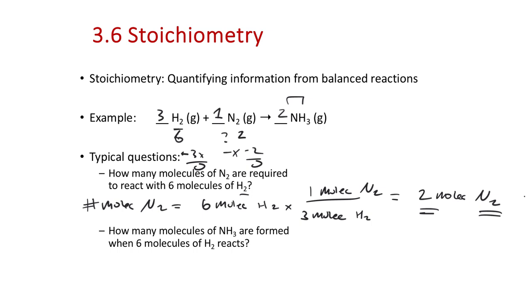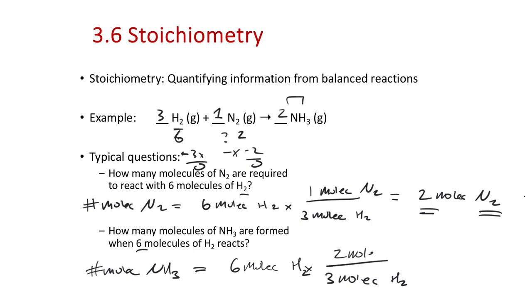So then how many molecules of NH3 are formed when the 6 molecules of H2 react with as much N2 as required? So the number of molecules of NH3 would be equal to the 6 molecules of H2 that we initially have present. For every 3 molecules of H2, we produce 2 molecules of NH3. So again, I'm just looking at my balanced equation for the 3-to-2 ratio. And so that'll be 4 molecules of NH3.